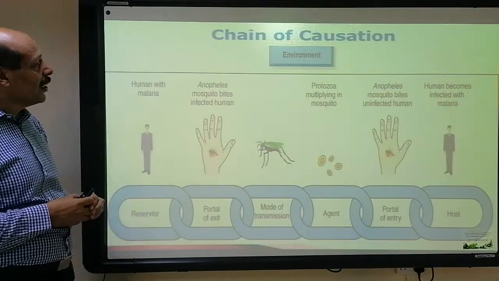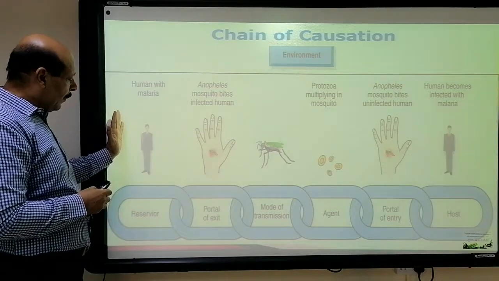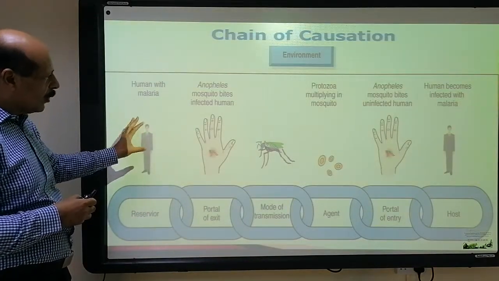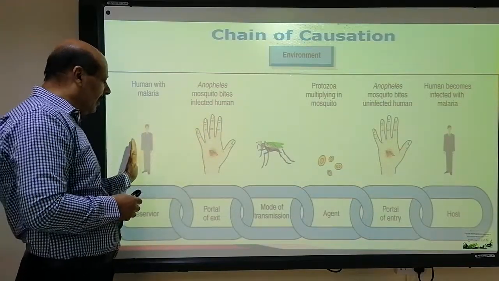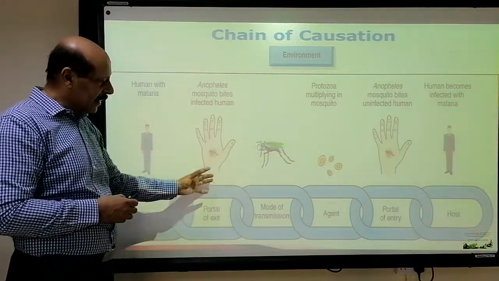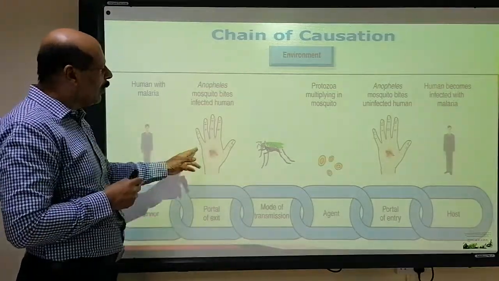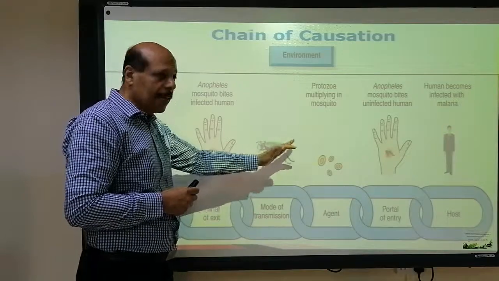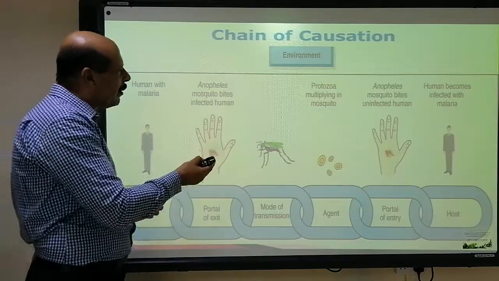So the chain of causation in the environment: a human with malaria is considered as the reservoir, or the host, for the malaria. The Anopheles mosquito will bite that infected person, so there will be a portal of exit in this case. So the mosquito will get the microorganism. Then the mosquito is the mode of transmission. It will transmit the agent to another person.